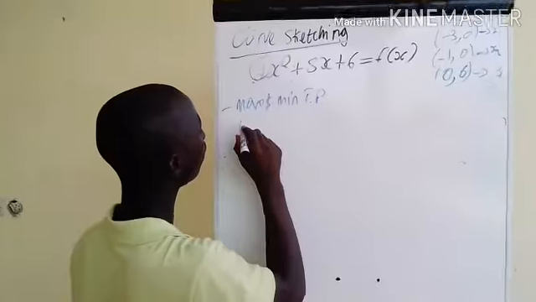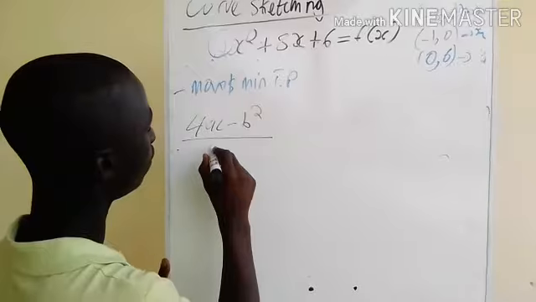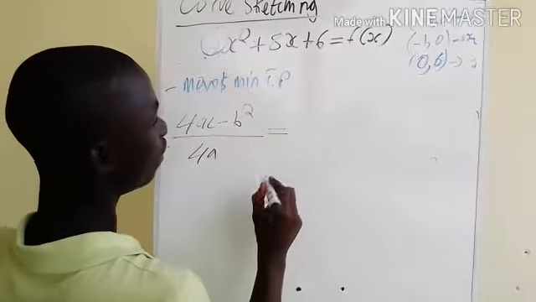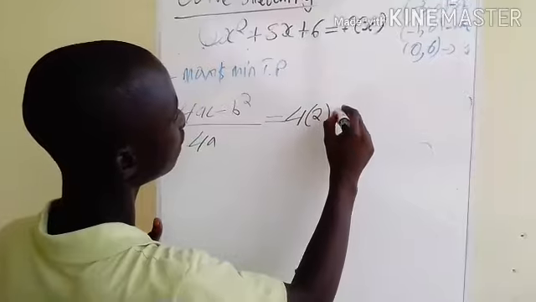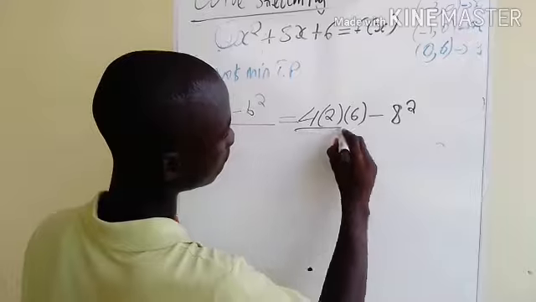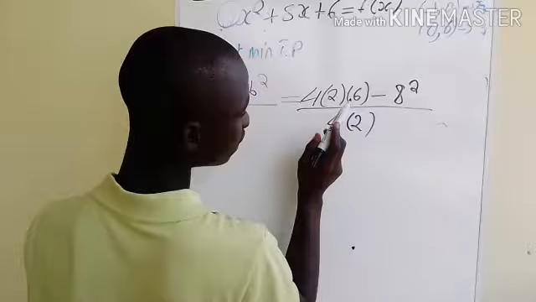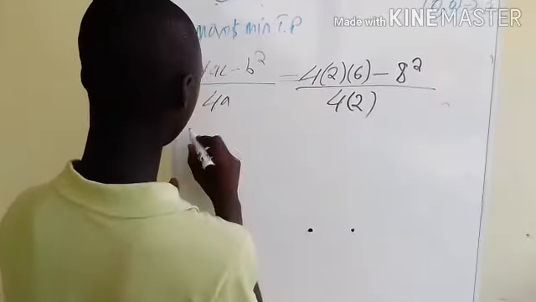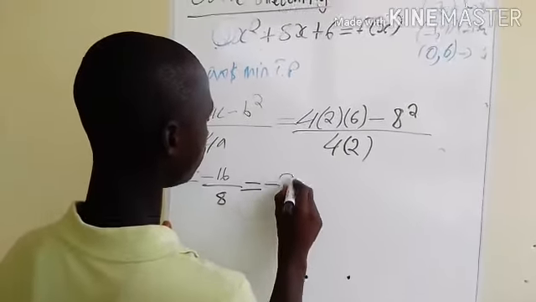That is from this formula: 4ac minus b squared, divided by 4a. All you need to do is substitute the values of a, b, and c. You're going to have 4 times 2, where a is 2 and c is 6, minus b squared, which is 8 squared, divided by 4 times 2. 4 times 2 is 8, times 6 is 48, and 48 minus 64 gives us negative 16. So we have negative 16 divided by 8, which equals negative 2.